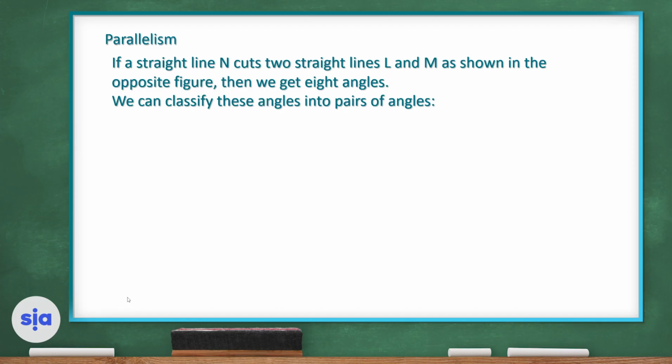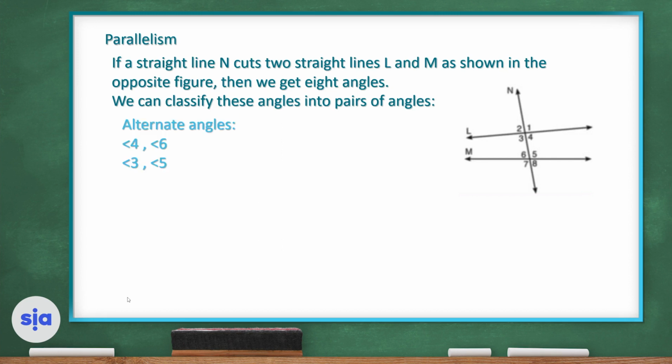If a straight line N cuts two straight lines L and M, as shown in the opposite figure, then we get 8 angles. We can classify these angles into pairs of angles. The first type are the alternate angles. Alternate angles are the angles making a zigzag with each other, like angles 4 and 6 and angles 3 and 5.